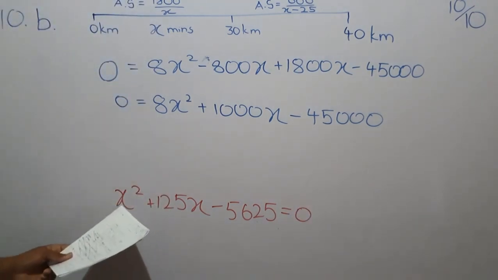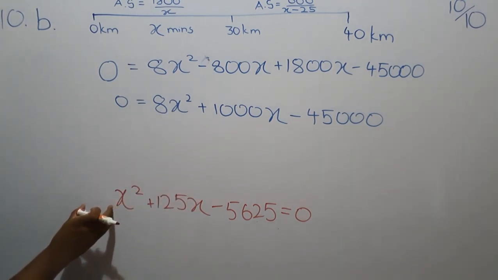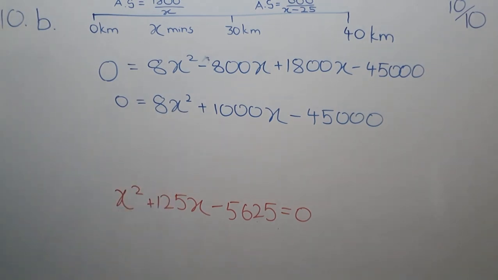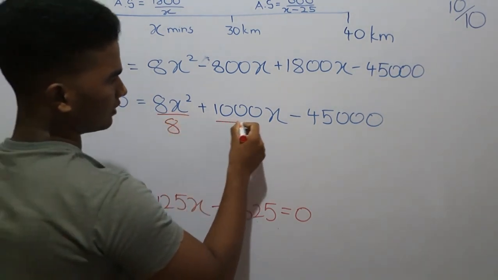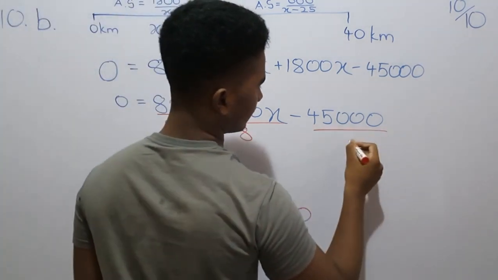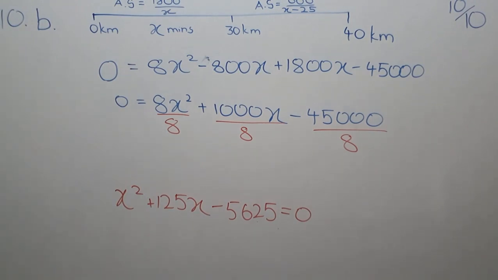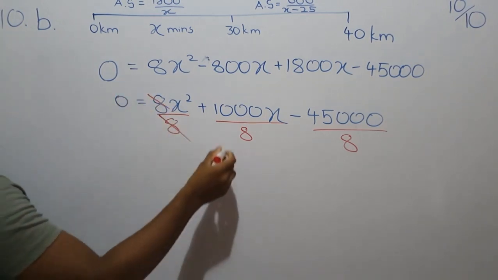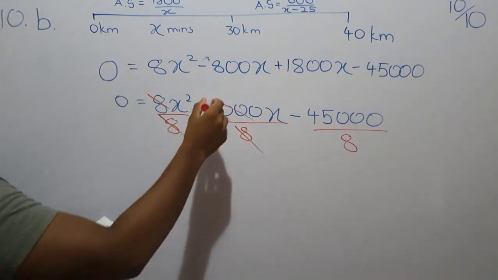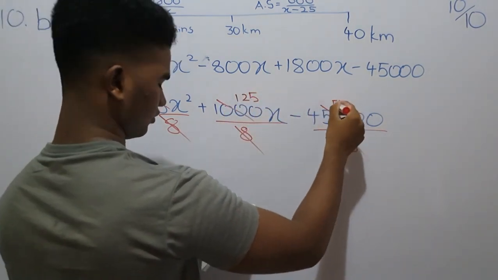So the best thing to do is to convert this to this. See now, the coefficient of x square is 1, but here it is 8. So divide the whole equation by 8. Divide this by 8, divide this by 8, divide this by 8. When you divide 0 by 8, it's 0. So when you divide it, 8 and 8 will get cancelled, 8 and 1000 gives 125, 8 will get cancelled, 5,625.